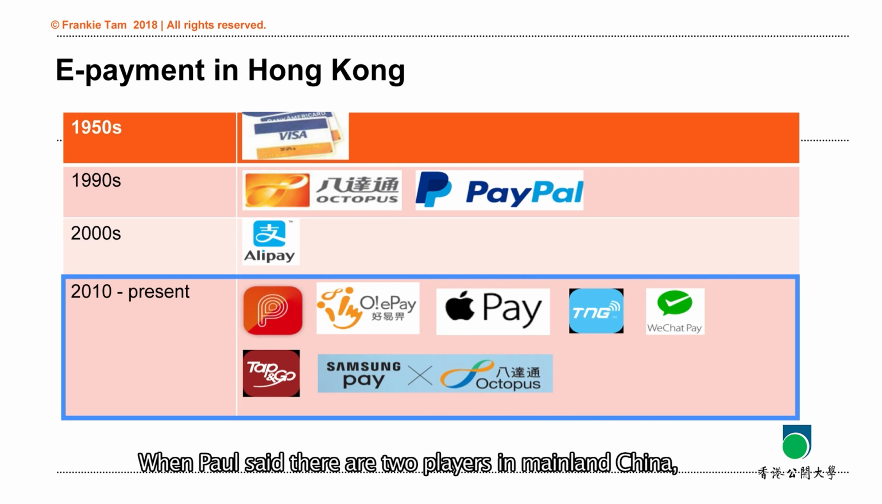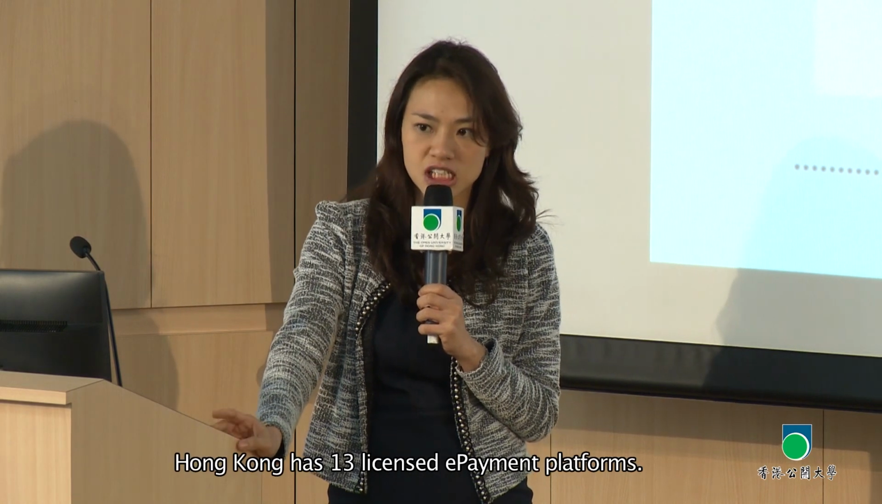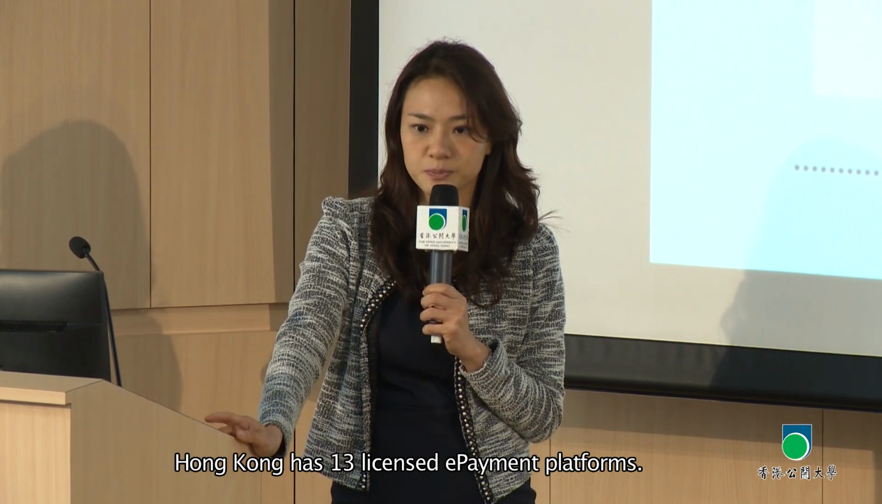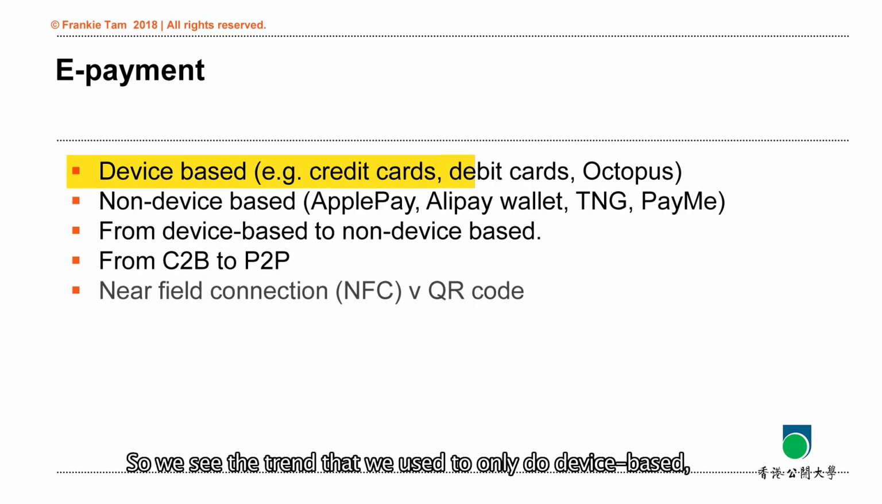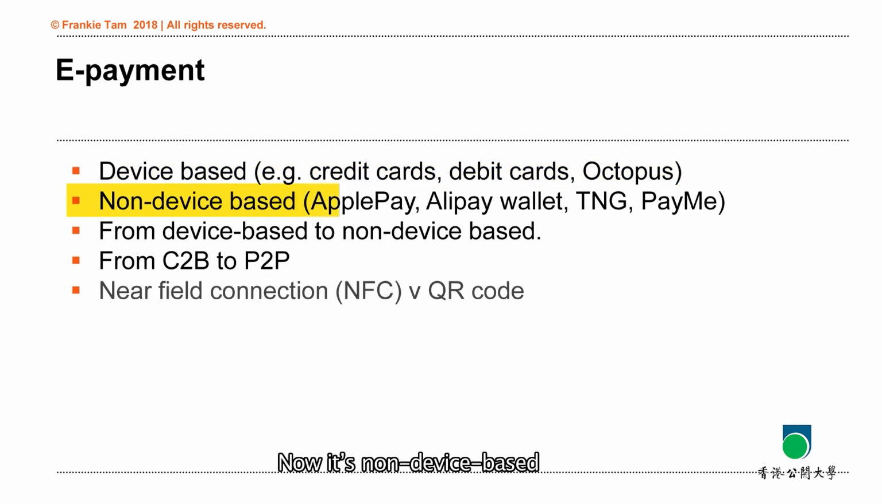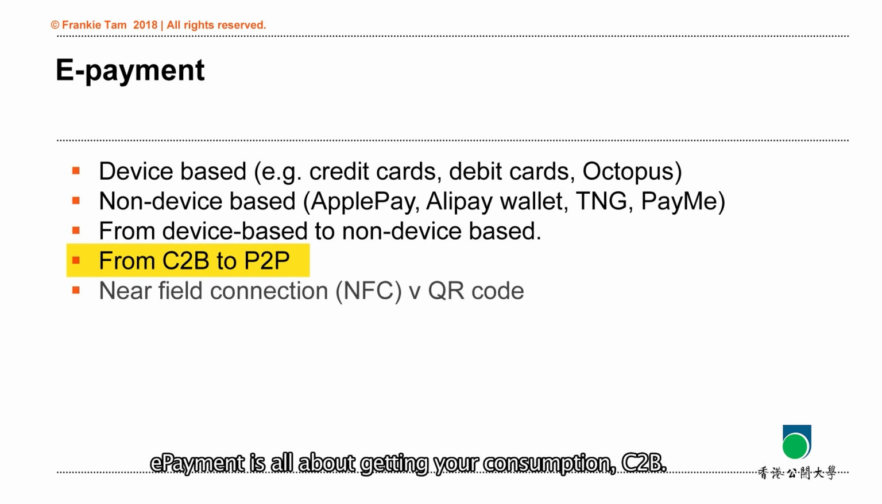As Paul said, there are 2 big players in mainland China; Hong Kong is better, with 13 licensed e-payment platforms. So we see the trend that we used to only do device-based, where you have to have a card with a magnetic tape behind before you can do e-payment. Now it's non-device-based, an application not even stored on your phone. There may be an application stored on your phone, but the data is somehow in the cloud, in the sky, out there.